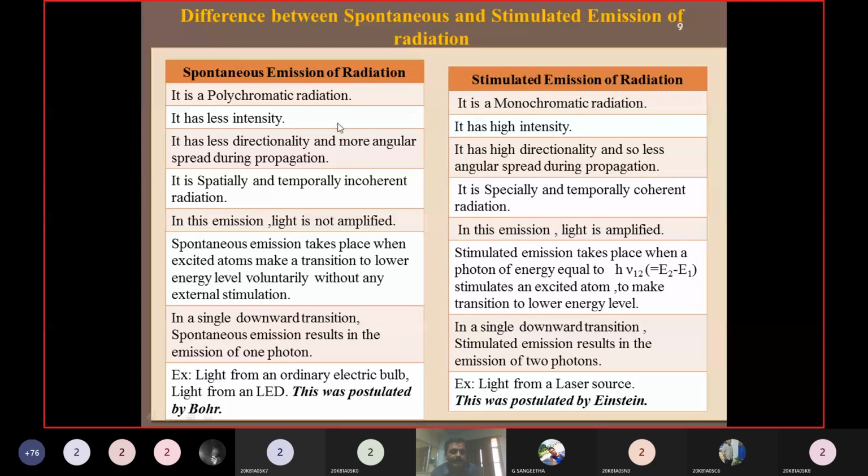Now coming to spontaneous emission, it has less directionality and more angular spread during the propagation. So its directionality is very low. I will explain the difference, what directionality is, and its equation in the properties. Here directionality is very low and there is more angular spread during the propagation. Now how is the angular spread more? See here.